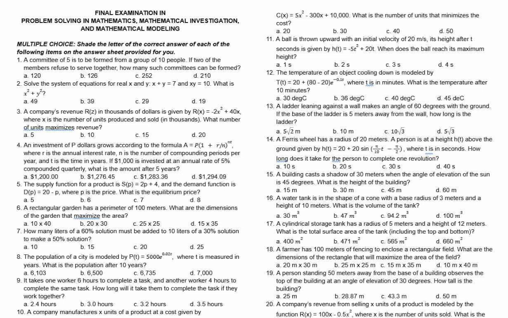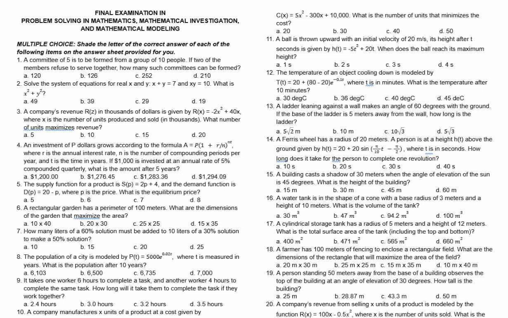So let's move forward to question number 7. How many liters of 60% solution must be added to 10 liters of 30% solution to make a 50% solution? So the answer is letter A, 10.